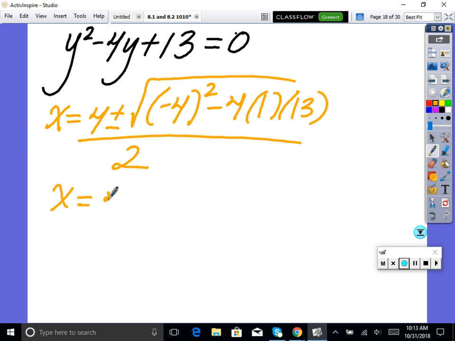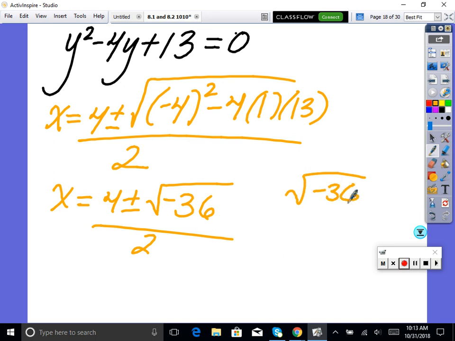So x is equal to 4 plus and minus the square root of about 68. Negative, oh, negative. So negative 36. So then from there you go out to the side and say the square root of negative 36 is 6i, isn't it? So 4 plus and minus 6i over 2.